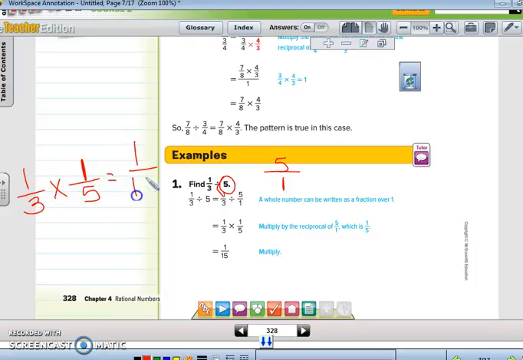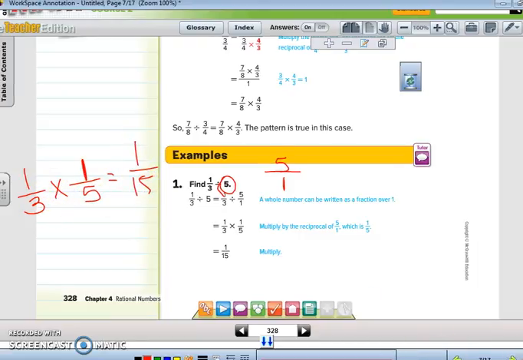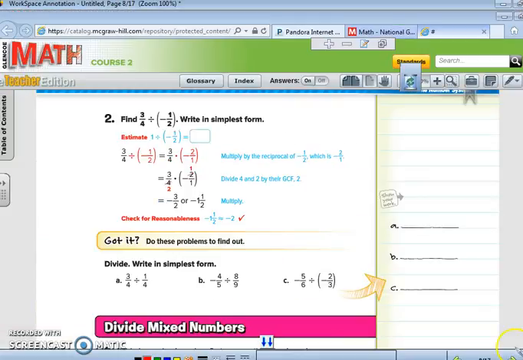3 times 5 is 15, so we get 1/15. On the following page, example 2, now you can see I have a negative, so I also have to apply the smiley face rules that we did last week. So just a quick reminder, if I have a positive and a negative, my smiley face has an eye infection, so he is sad, and the sad represents that my answer is going to be negative.